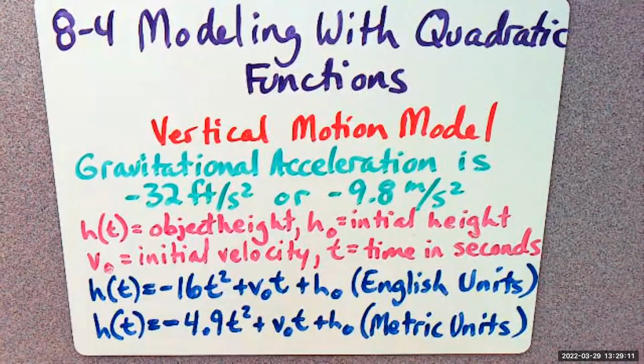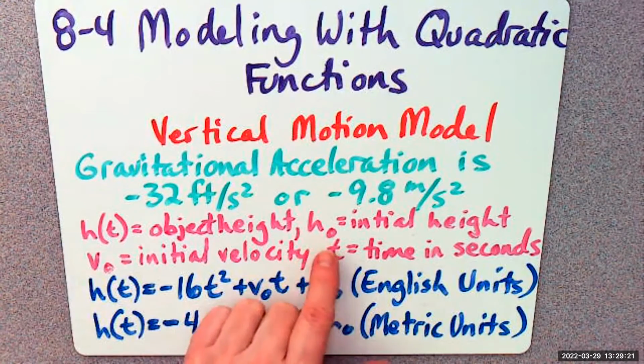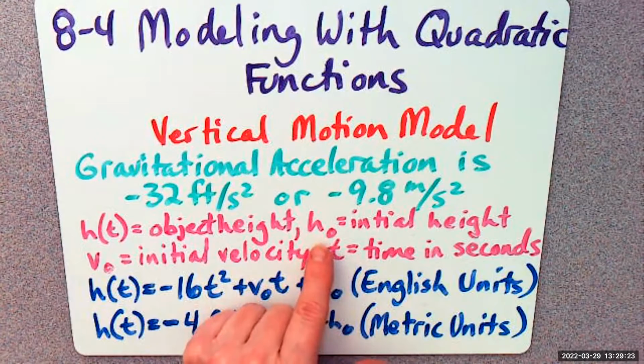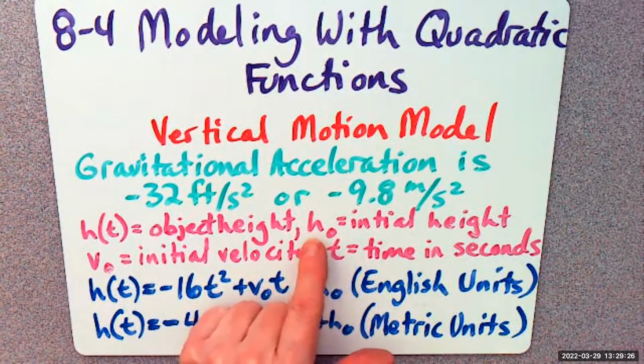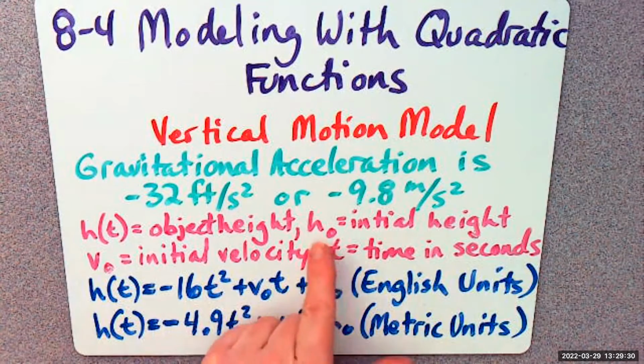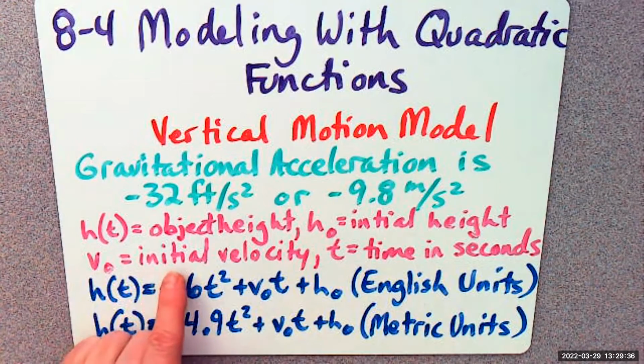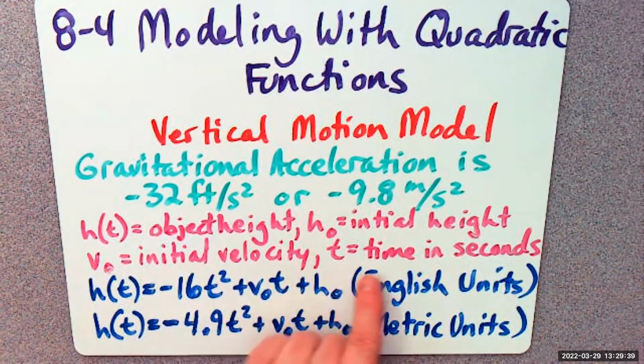So when we talk about the vertical motion model, we're going to use h of t for the object height, and h naught (0 in England is pronounced as naught, apparently) is the initial height, or h sub 0, you might hear it referred to that. V naught, or v sub 0, equals the initial velocity, and t is time in seconds.